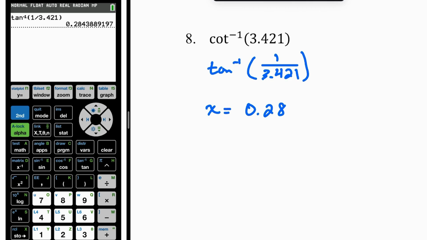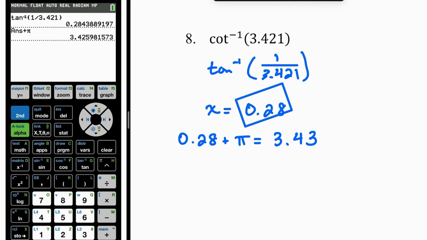But how do I get other answers? Well, for tangent, the rule is we add pi to that because this is a positive ratio, so in quadrants 1 and 3. 0.28 is in quadrant 1. To get to quadrant 3, we add a half circle, so plus pi. And we end up getting, rounded to 2 decimal places, 3.43. And there's your 2 answers. It's fine with that oval looking one on the last one, but I usually like to box up my answers with a non-askew rectangle.